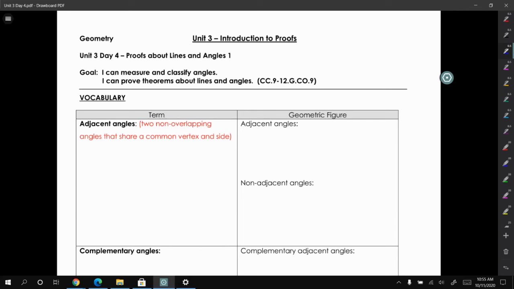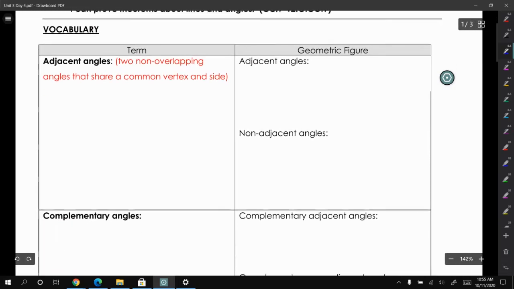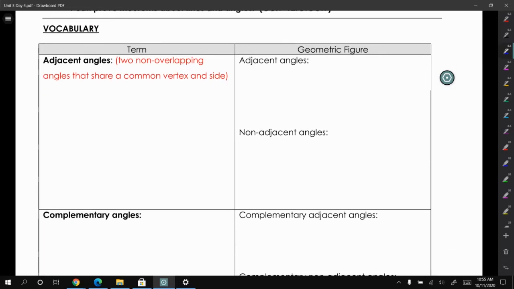Today we're going to be talking about some angle relationships, and then we're going to use those in proofs once we are comfortable using them. So the first definition is an adjacent angle. Adjacent angles are angles that have the same vertex and they share a common side, and they're non-overlapping.